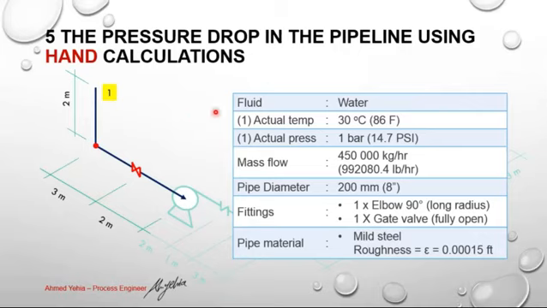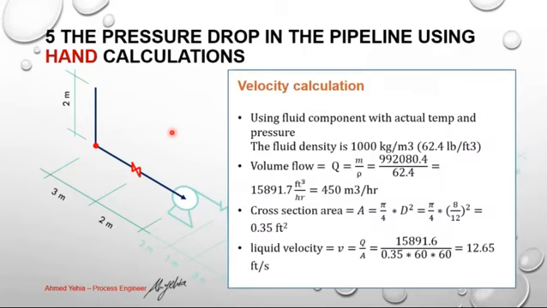Our given data here: the fluid is water, the actual temperature is 30 Celsius, and the pressure is one atmosphere. The mass flow is this value, the pipe diameter is 8 inch, and the fittings: an elbow 90 long radius, and one gate valve. The pipe material is mild steel, so the roughness, epsilon, is 0.0015.